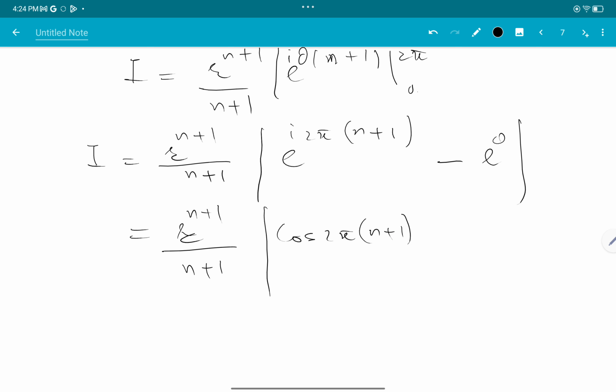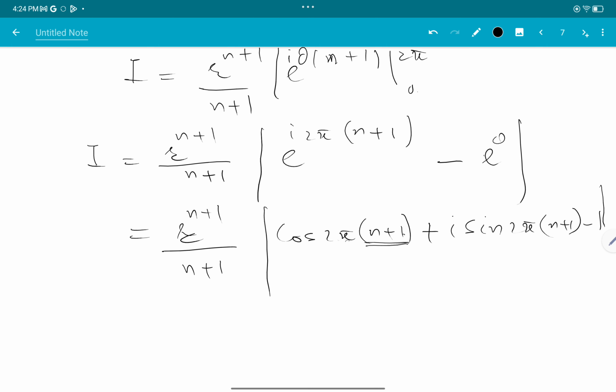I am using Euler's formula, minus plus i sine 2 pi (n plus 1) minus 1. This one, e raised to 0 is 1. Now, you know that n plus 1 is an integer. 2 pi multiplied by an integer, and then if this 2 pi multiple is fed to cos, it produces 1. For example, cos 2 pi, that means cos 360 degrees, that is 1. Cos 4 pi, that is 1, and so on.